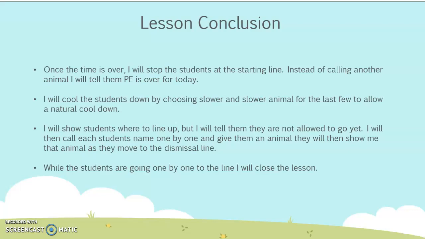I will show the students where we're going to be lining up to go back to class, but I'm going to instruct them they are not allowed to go yet. I'll tell them we're going to have a special way to get dismissed to the line today. So for dismissal, which is also the assessment, I will go in order from the person who's closest to the front of the line, and I will say their name, and I'll say Jack, for example, and I'll say turtle.